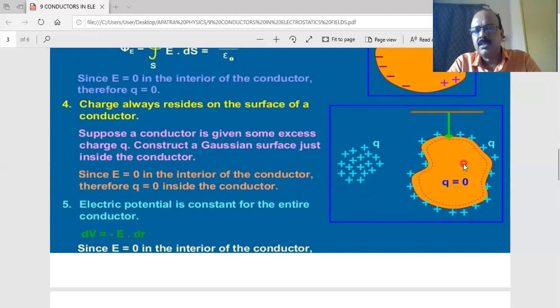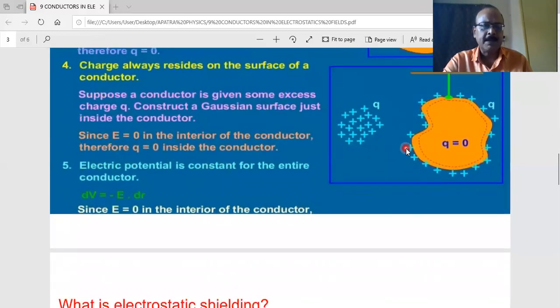That means since E is 0, if we take any Gaussian surface within this, the net charge will be 0. That means if you supply some amount of charge to the conductor, that charge will certainly reside on the surface of the conductor. It may take some fraction of a second, but that charge always resides on the surface. There will be no charge inside the conductor in electrostatic conditions, that means when there is no net flow of charge.